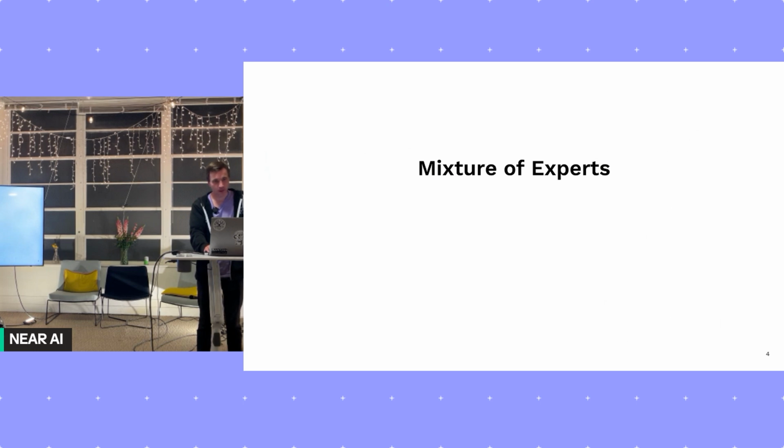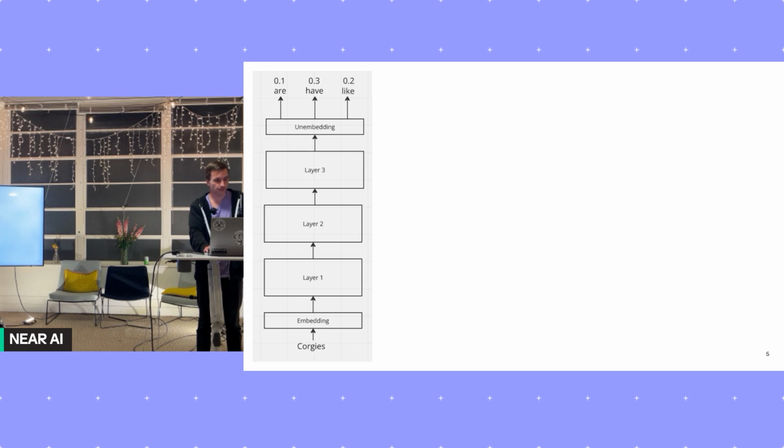Okay, now the next thing is that the actual model is a mixture of experts. We've seen mixture of experts before. I think it's pretty well known that GPT is a mixture of experts. Mixtral is a mixture of experts. Okay, so very quickly, what is mixture of experts?